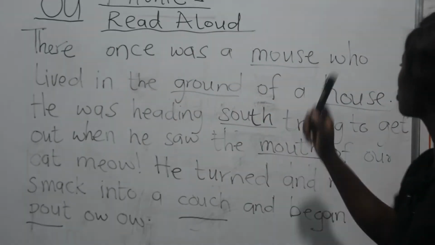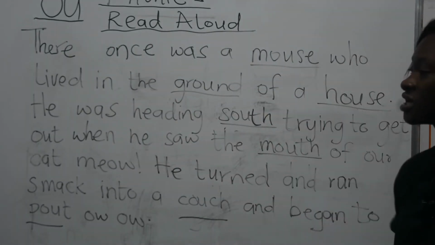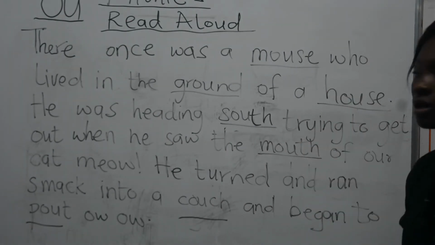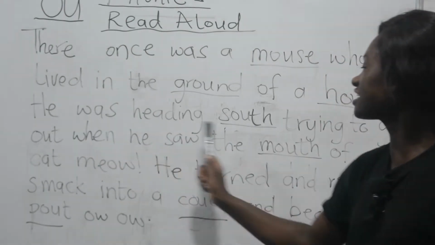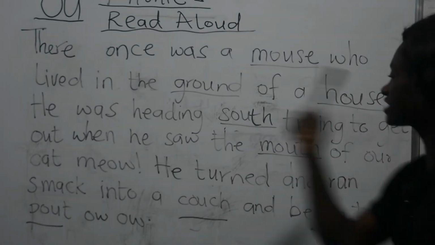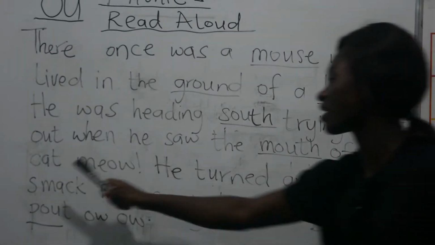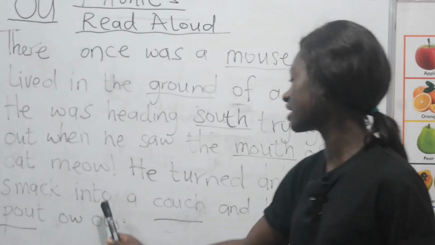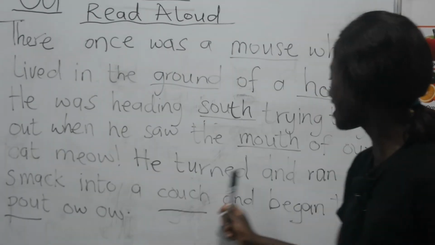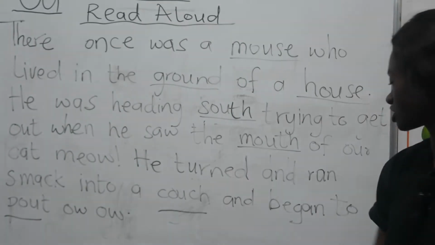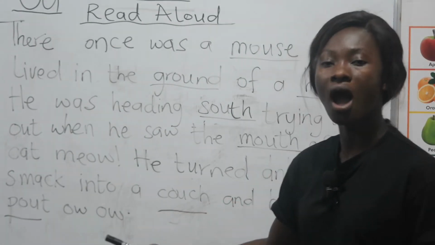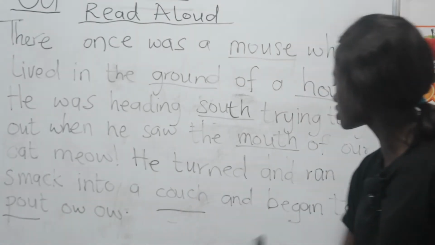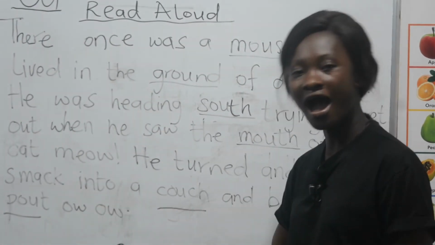Now let's start from here to here. There once was a mouse who lived in the ground of a house. All right, let's continue. He was heading south, trying to get out when he saw the mouth of our cat. Meow. He turned and ran smack into a couch and began to pout, ow, ow. Let's go. He turned and ran smack into a couch and began to pout, ow, ow.